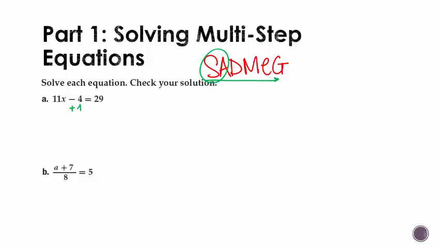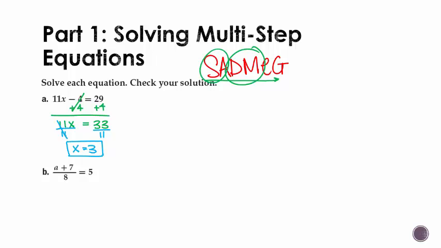So the opposite of subtracting 4 is adding 4. And we learned yesterday that whatever we do to one side, we've got to do to the other. Our inverse and identity properties allow us to cross those off, and we're left with 33 over here. So now we can undo division and multiplication. The opposite of multiplying by 11 is dividing. Inverse and identity properties allow us to cross those off, so we get x equals 3.